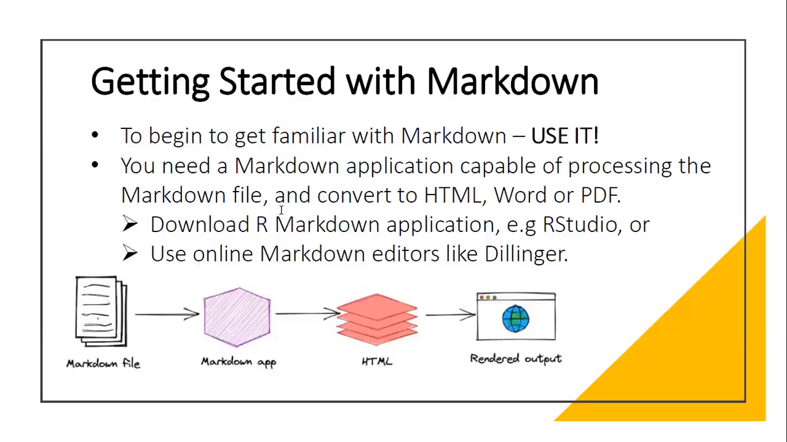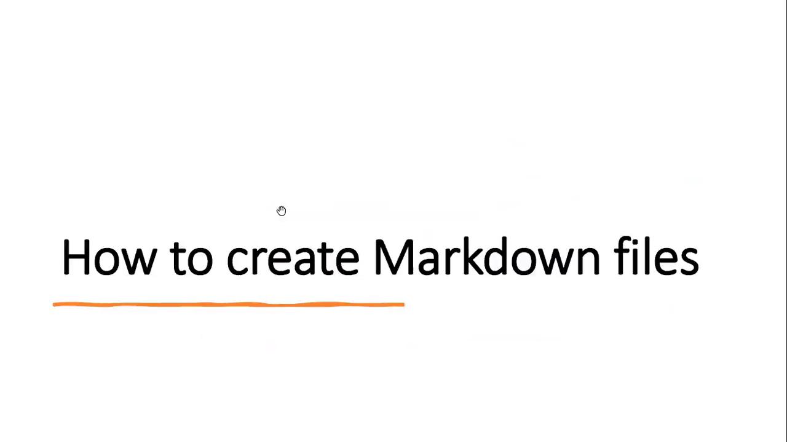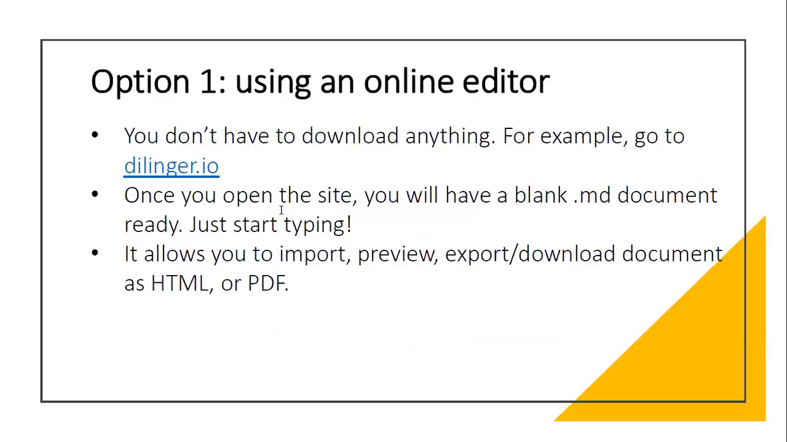So there are basically 4 steps or 4 parts of using the Markdown. You have your Markdown file, you open it using the Markdown app, you convert to HTML, and you get the output on the web. And this HTML can also be PDF instead or Word instead. So it's super easy. And here I'm also going to show how to create Markdown files.